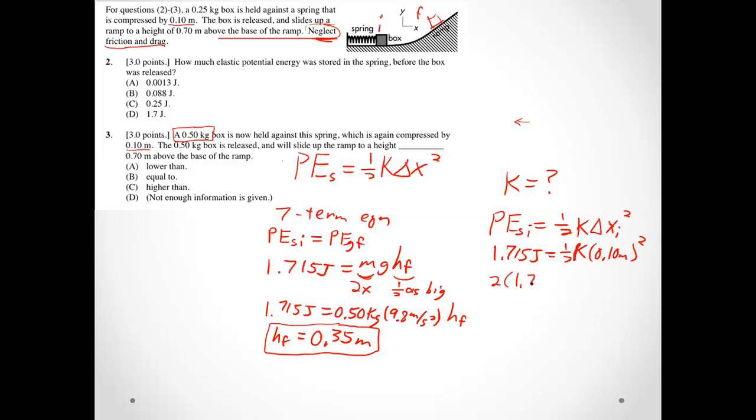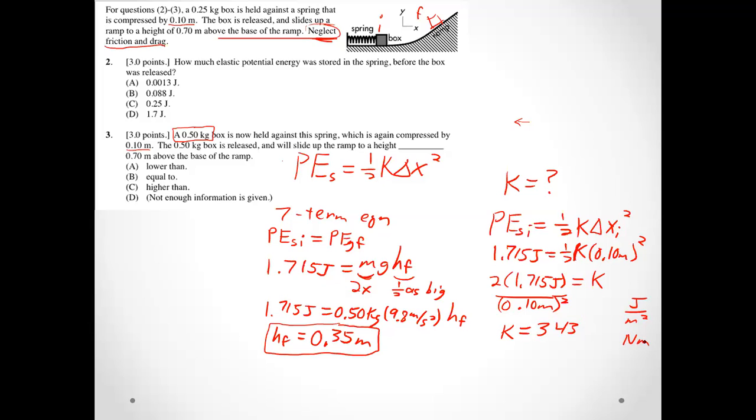So 2 times 1.715 joules divided by 0.10 meters quantity squared. A lot of times students just like to put the squared right here on the meters, and they think that's perfectly clear, but it's definitely not. You need to put parentheses because this squared refers to the units and the number. Keep track of that. And now we simply go to our calculator and plug in the numbers. I got 343.